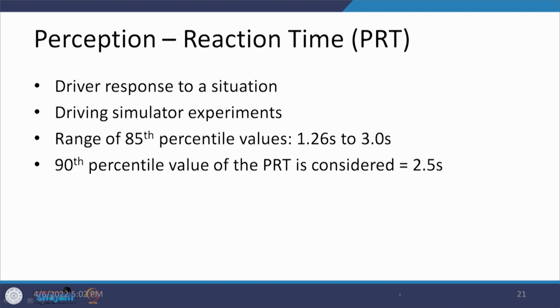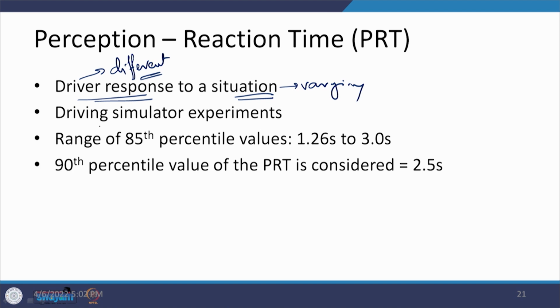Now, when we look at the values, how to find out the value of this perception reaction time? This is a driver's response to a situation. Situations are varying. There is no condition where all of the situations can be clubbed together and we say no, this is the only thing which is happening, and that is where you have one single value. So these are varying. The drivers also are different. They are different in terms of experience, skills, gender, ages, all those things. So we need to get the information for that.